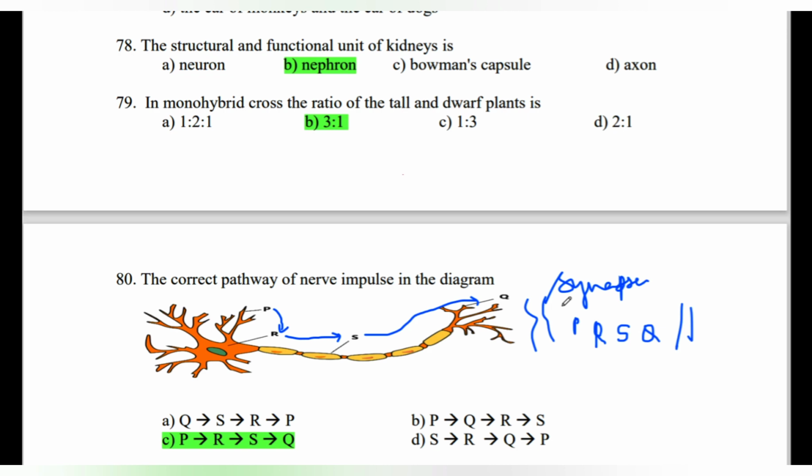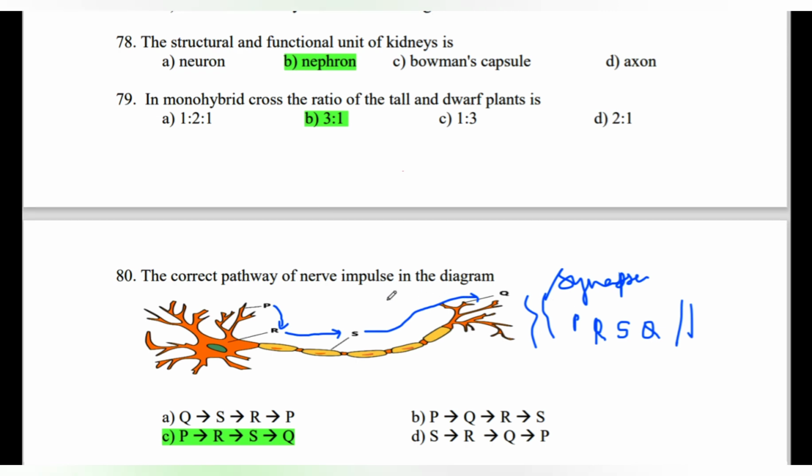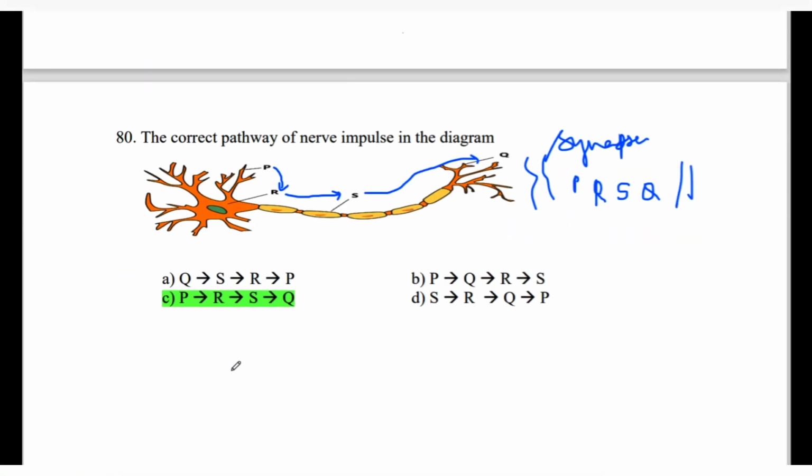Therefore the correct answer is option C, PRSQ, dendrite, cell body, axon and nerve ending. The gap between two neurons is called synapse. It sets up the chemical reaction between the synapse to pass on the nerve impulse to the another neuron.